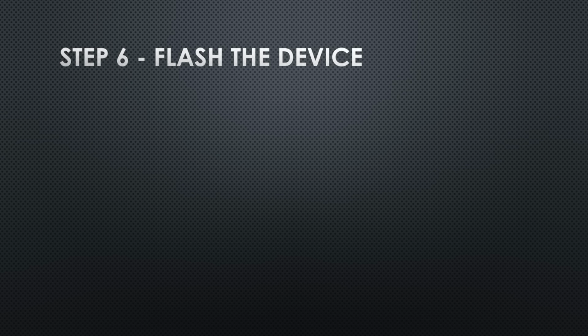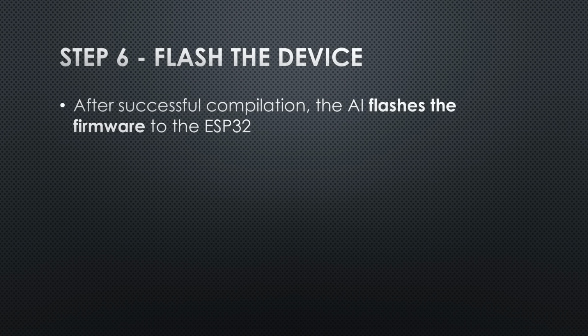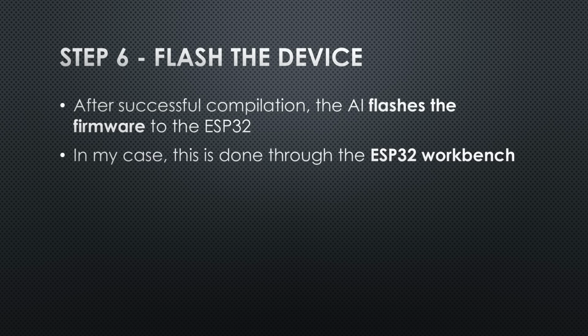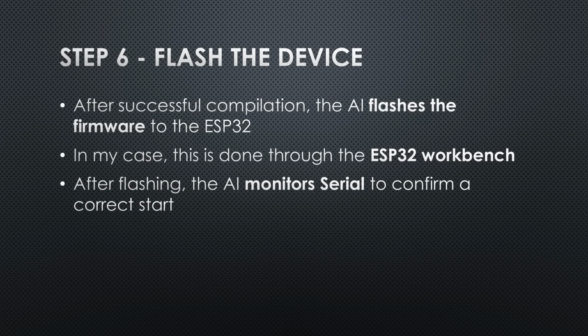Step number 6, flash the device. Once compilation succeeds, I tell the AI to flash the firmware to the ESP32. In my case, this is done through the ESP32 workbench. After flashing, the AI automatically monitors the serial output to confirm that the device starts correctly.